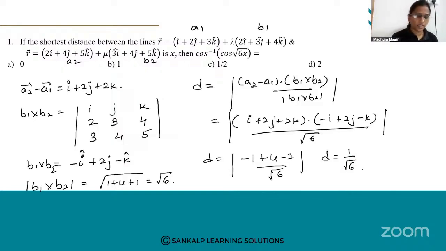But what did they say? The distance between them is x. That means the value of x is 1 by root 6. Then we have to find out the value of cos inverse of cos of root 6x.